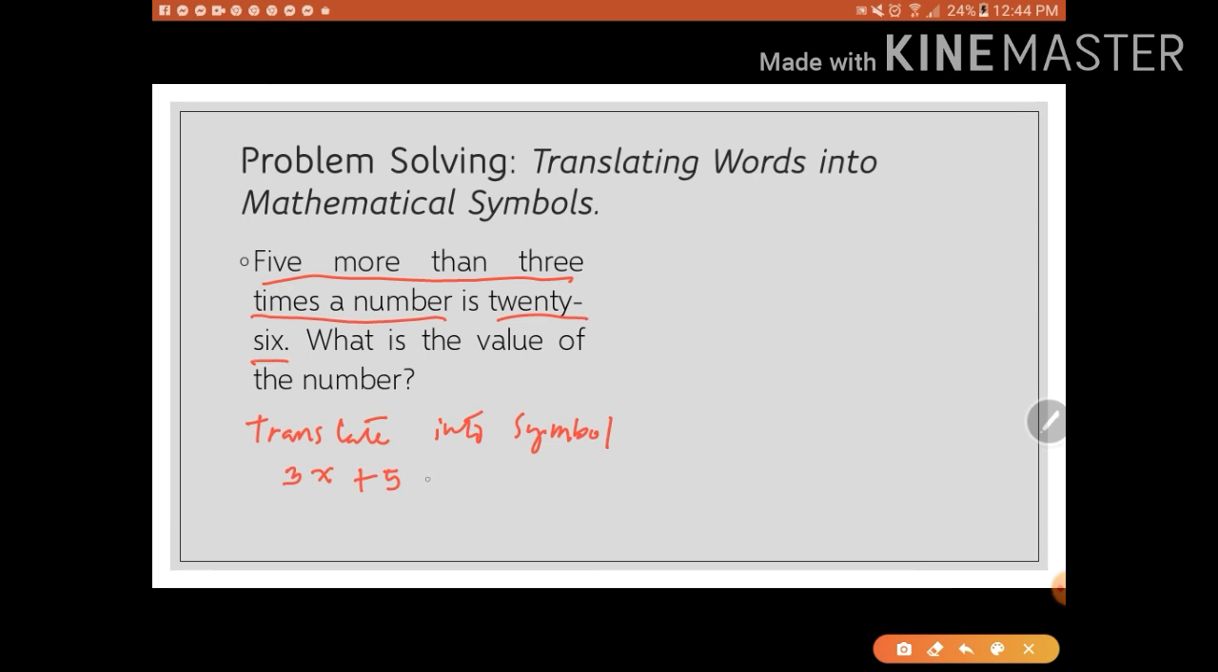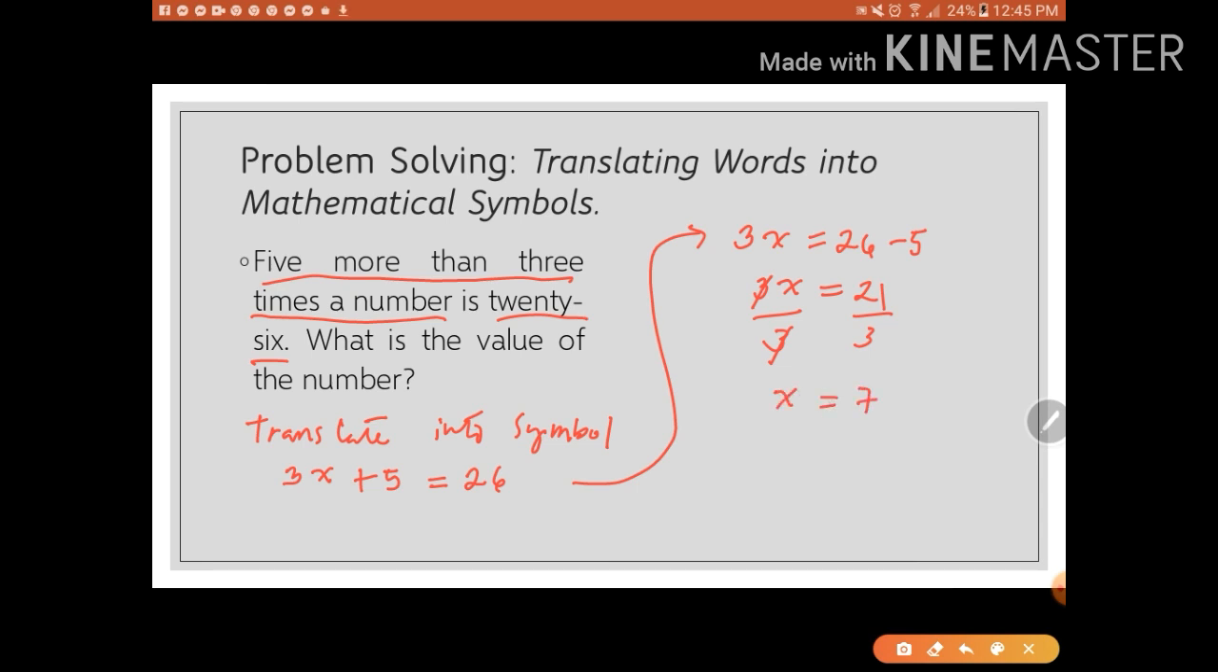Okay, let's continue the reading. 5 more than 3 times a number is 26. Then we derive the equation 3x plus 5 is equal to 26. So now, let's try to solve for the value of the number. From the original equation, 3x plus 5 is equal to 26, now it became 3x equals 26 minus 5 by applying the subtraction property of inequality. And then it became 3x is equal to 21.